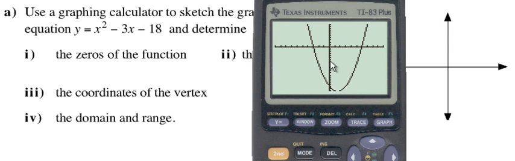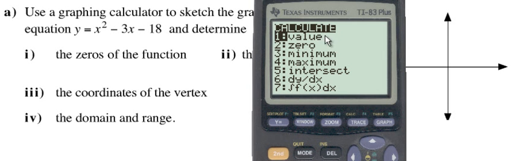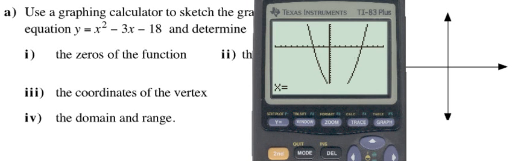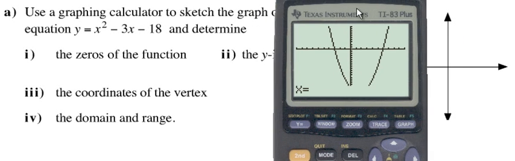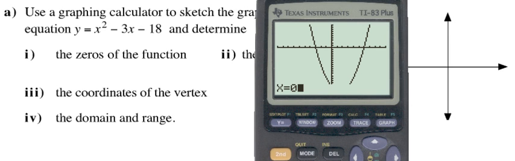Okay, well, you could try to count those tick marks and go blind doing it, or the other way that you can do this on the calculator is to go second trace, and the first option, value, lets you just plug in any number you wish. If you want the y-intercept of a function, you're asking where is it when x equals 0, and then you get a quick accurate answer. The y-intercept is -18.